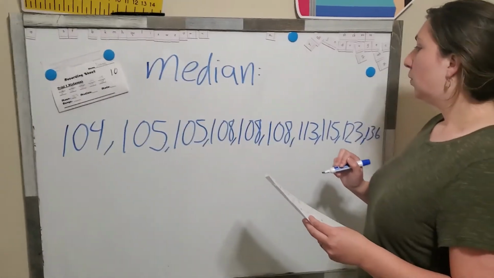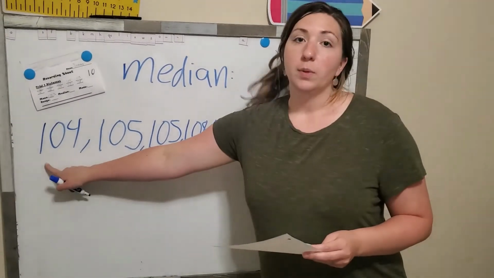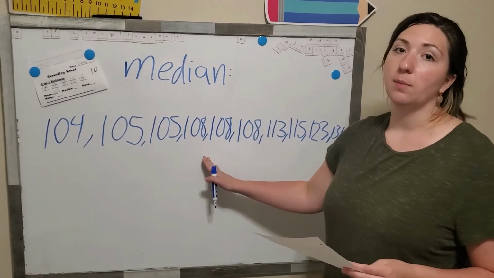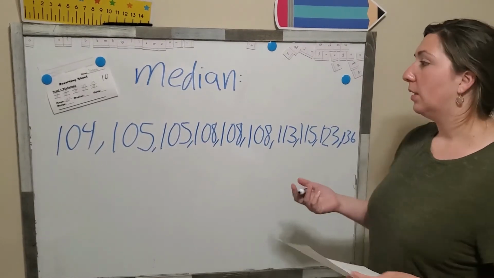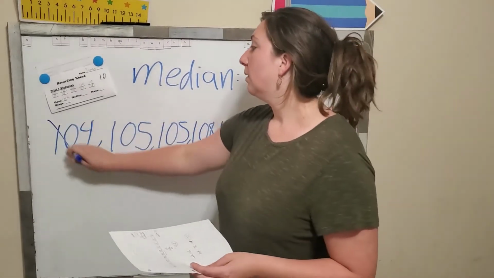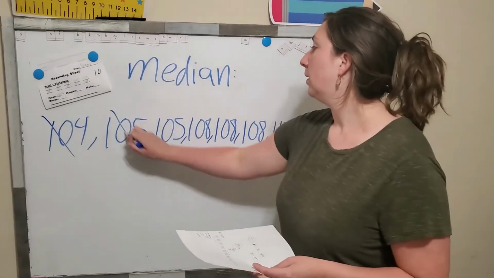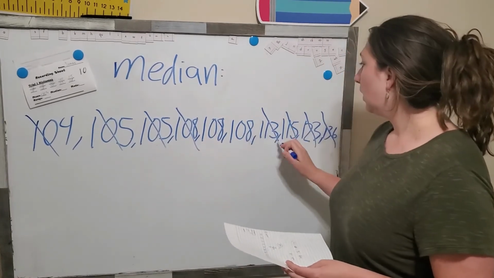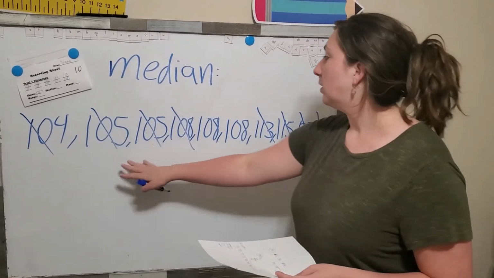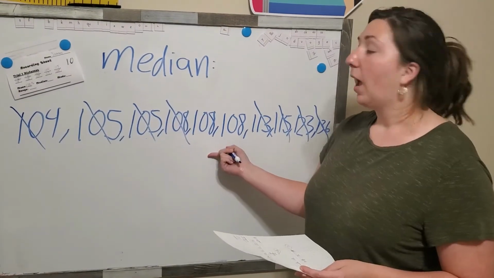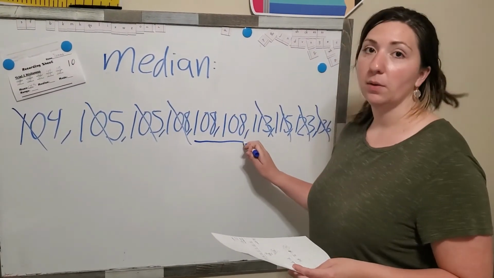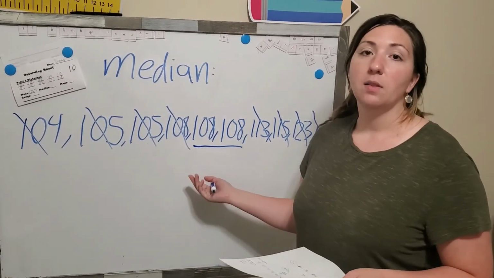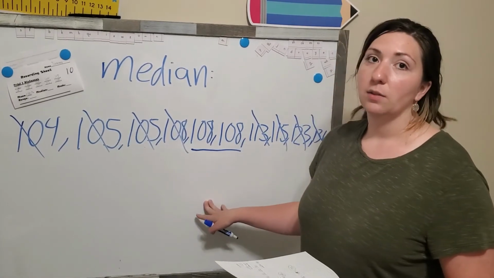Okay, so now that we have our numbers in order, we're going to determine now what number is in the middle. So for me, the easiest way to do this, and it probably would be for you too, is just to slowly mark out each number on each end until we get to the middle, until where we have even numbers on each side. So right here, we have 2 numbers in the middle. So remember, when we have 2 numbers in the middle, we're technically going to take the mean of those 2 numbers to get our answer for our median.